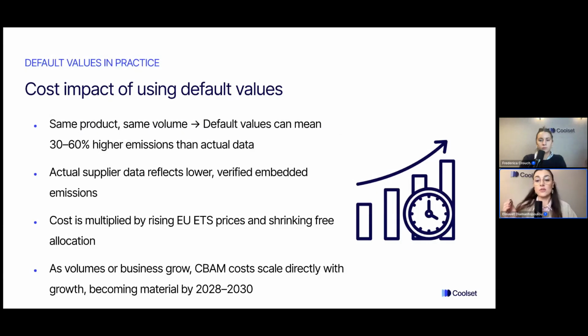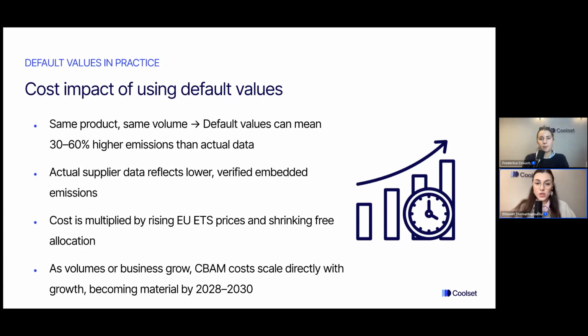At the beginning, we mentioned that it could have 30 to 60% higher emissions. In many cases, supplier-specific data could significantly lower your emissions. And right now, with the use of the default values, we are covering the worst-case scenarios. When you combine that with the fact that the ETS free allocation is shrinking over time, the cost impact is also getting more and more substantial. And if your volumes stay stable, the CBAM costs increase. So we're going to talk in the next section about how you can manage that cost.